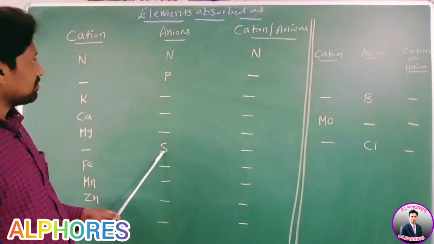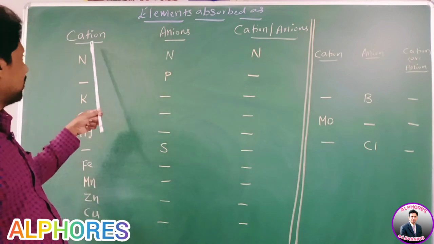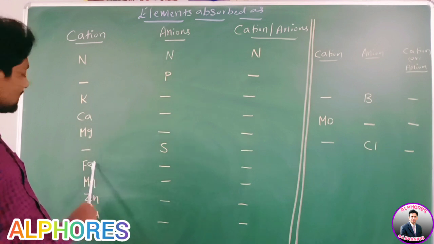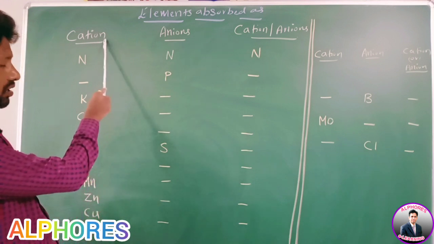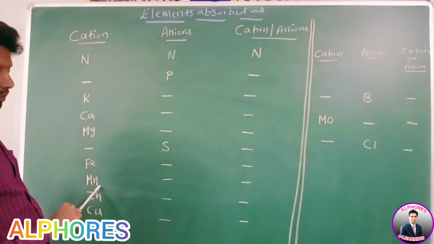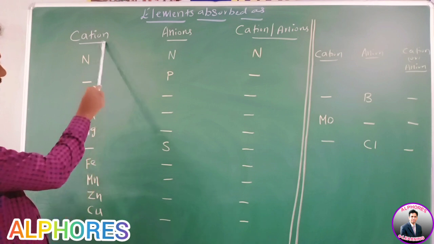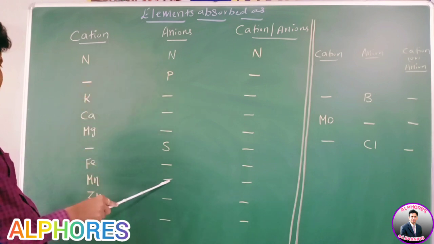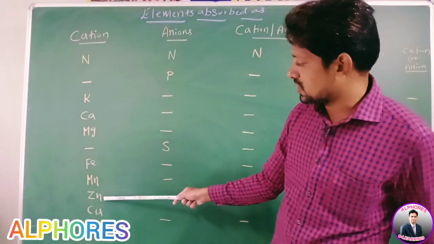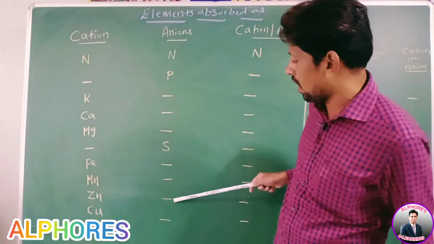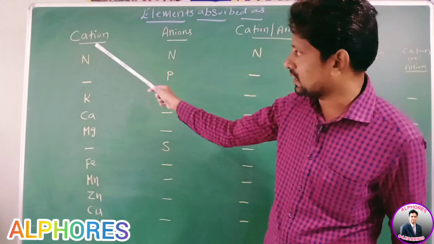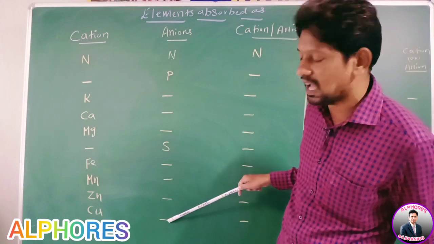Plant absorbs sulfur as anion but not as cation. Now you go for iron. Plant absorbs iron as cation but not as anion. Take manganese. Plant absorbs manganese as a cation but not as an anion. Take zinc. Plant absorbs zinc as cation but not as anion. Take copper. Plant absorbs copper as cation but not as an anion.